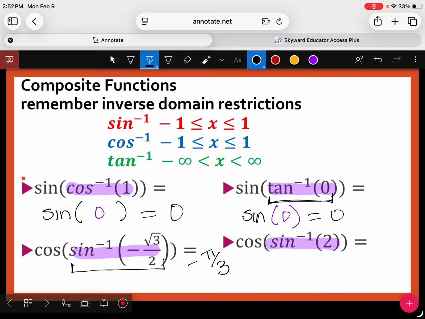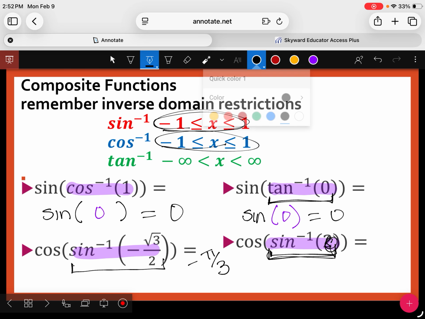Okay. This does not exist. Remember, sine and cosine have to be between -1 and 1. This is too big of a number. So that is actually undefined.